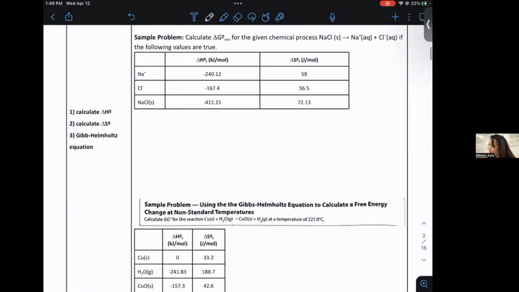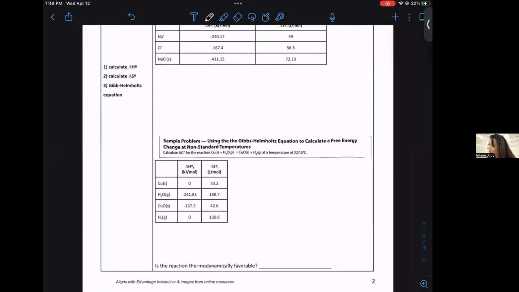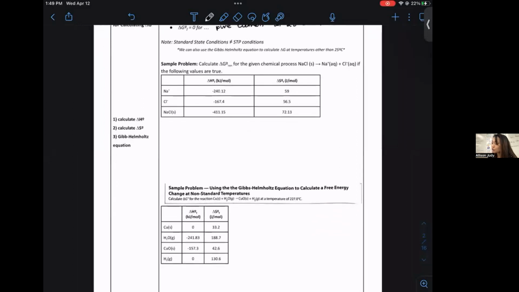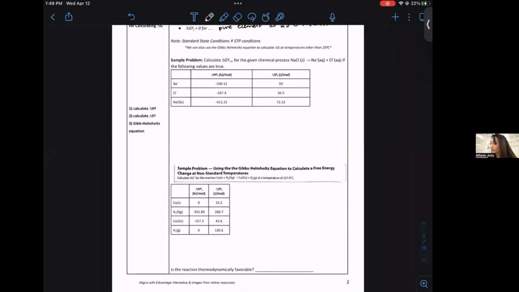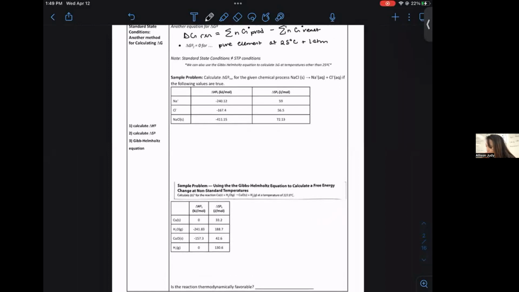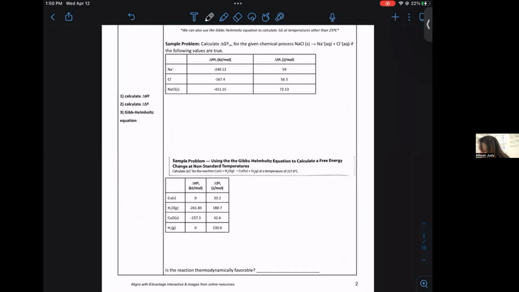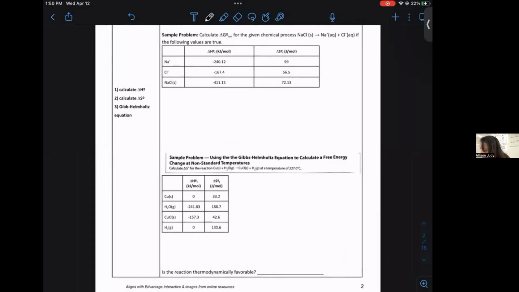Why don't you try these two problems below? One uses Gibbs-Helmholtz, one uses the summation G. Oh, actually, both of them just use Gibbs-Helmholtz, I guess. Oh no, this one uses Gibbs-Helmholtz, and this one uses the summation one. So go ahead and try these really quickly.